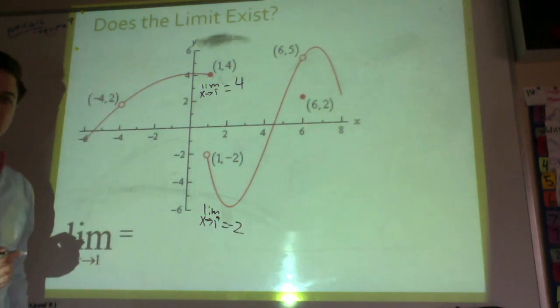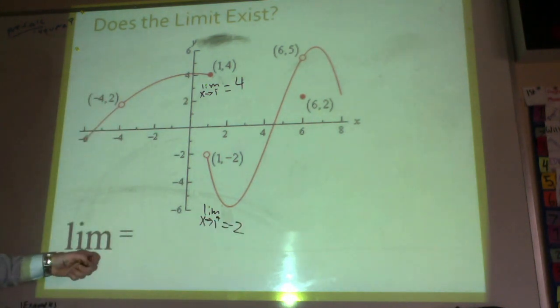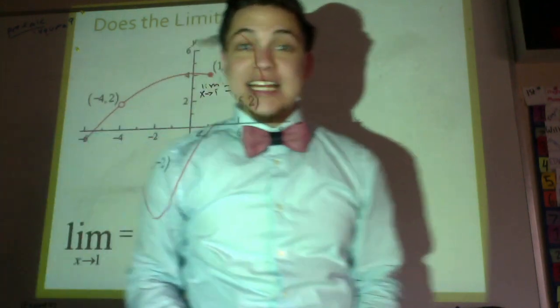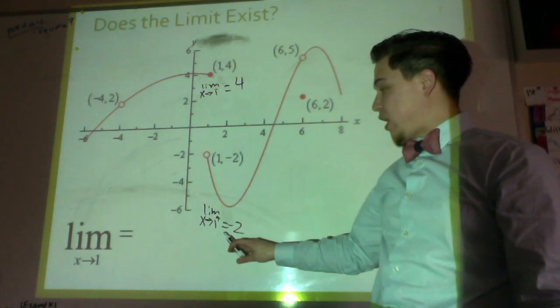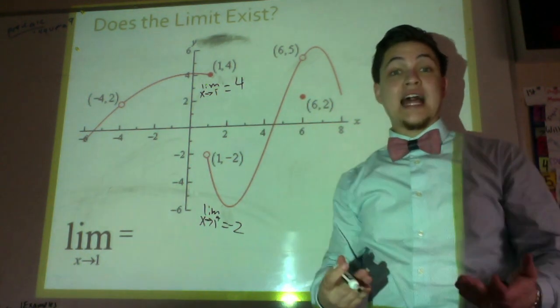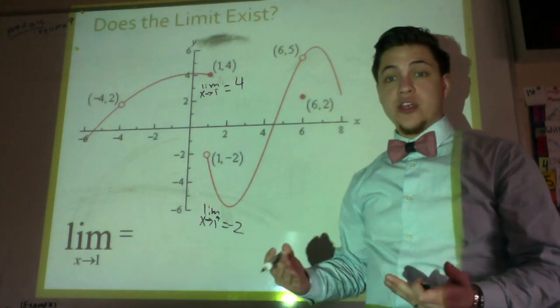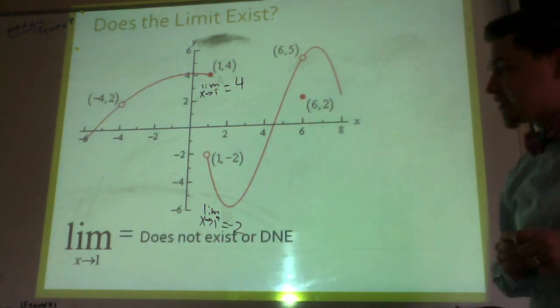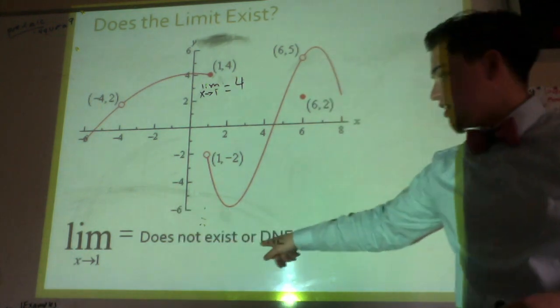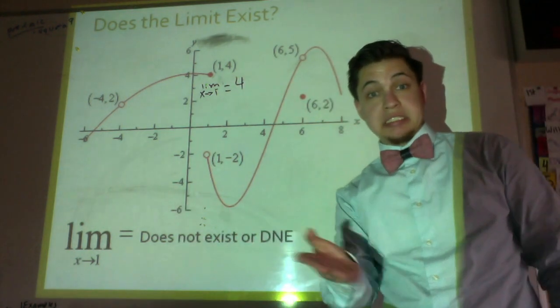So, does the limit as x approaches 1 exist or not? No, it doesn't exist. It doesn't exist because the left-hand limit and the right-hand limit are not equal. And so, therefore, the limit as x approaches 1 does not exist. Does not exist, or DNE.